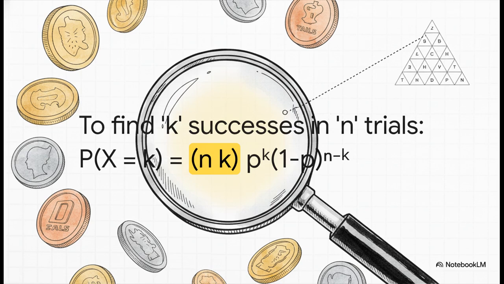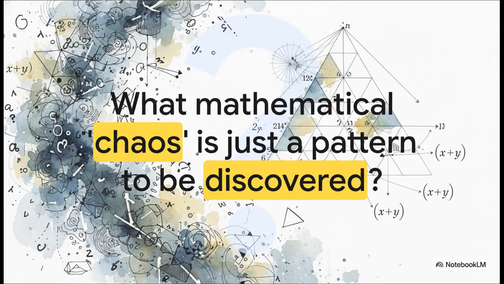It's all connected. In the end, what the binomial theorem really shows us is that something that looks incredibly messy and chaotic on the surface can be governed by a really simple, elegant, and predictable pattern underneath. And it kind of makes you wonder, right? What other things in the world that seem totally chaotic are just hiding a beautiful pattern waiting for us to discover the key?